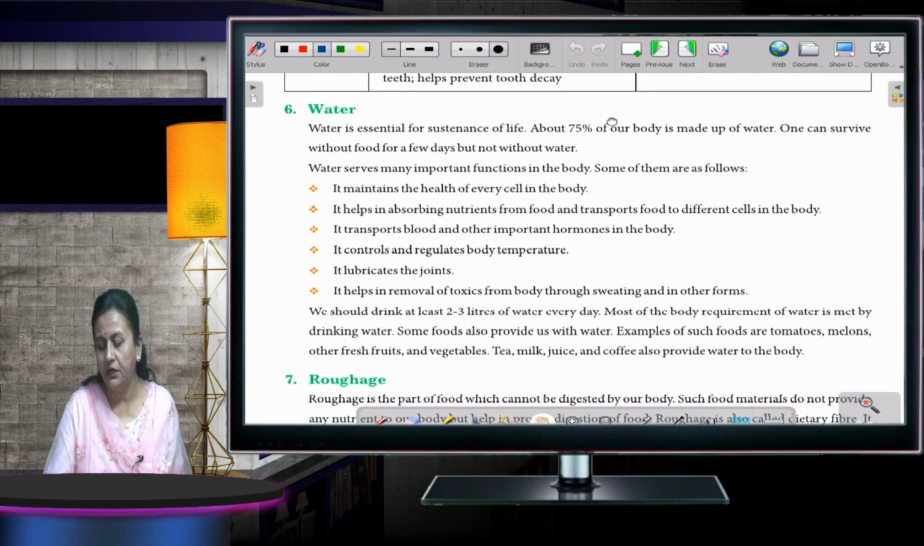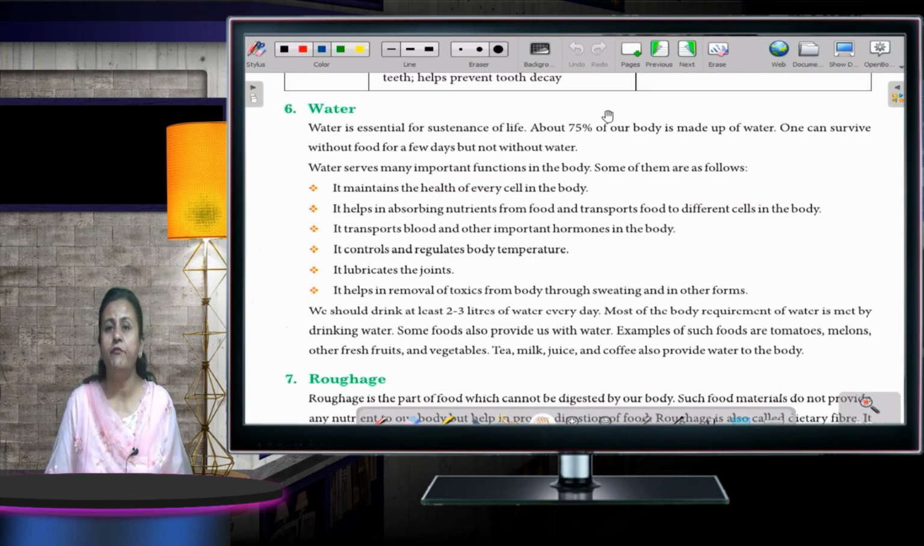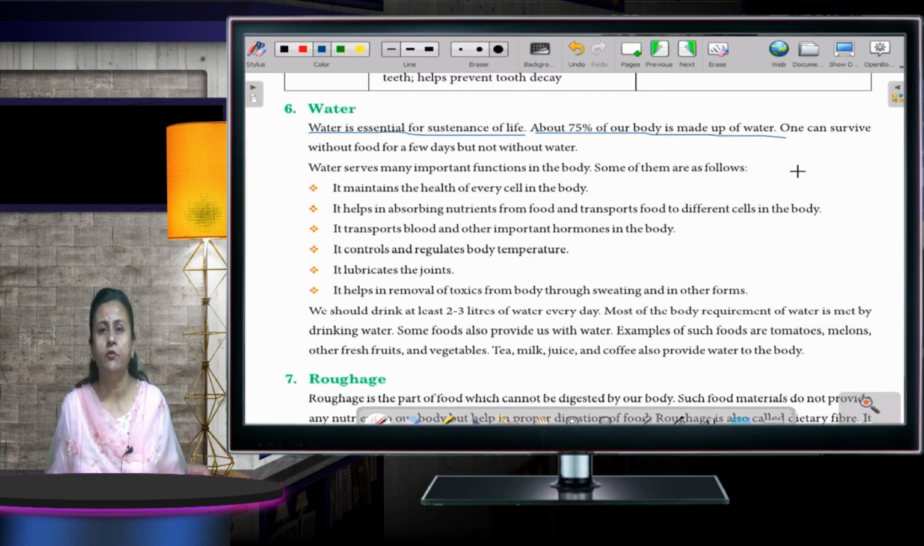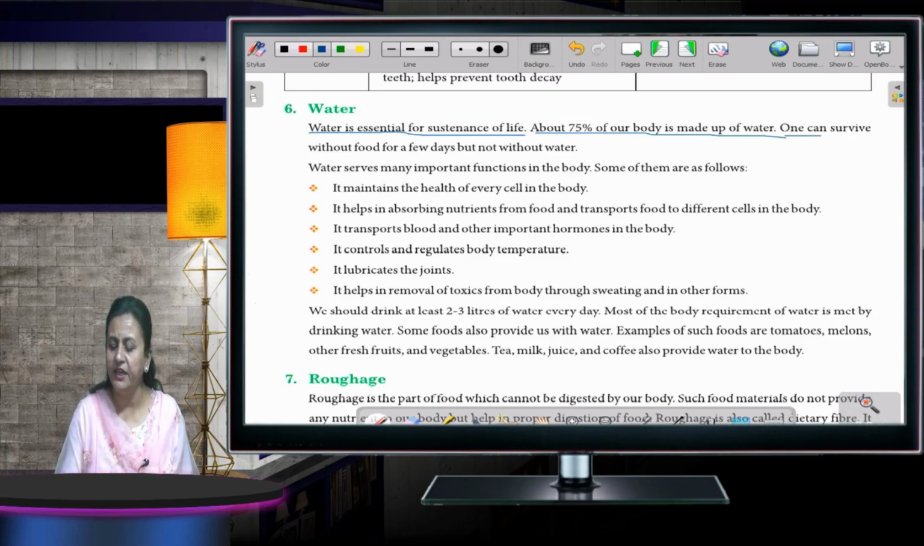Water is very important, children. It is a very important component of food. Water is essential for sustenance of life. About 75% of the body is made up of water. Suppose my weight is 100 kg, just a rough idea, then 75% of my body is made up of water. One can survive without food for a few days, but not without water. Without water, very soon you would die.